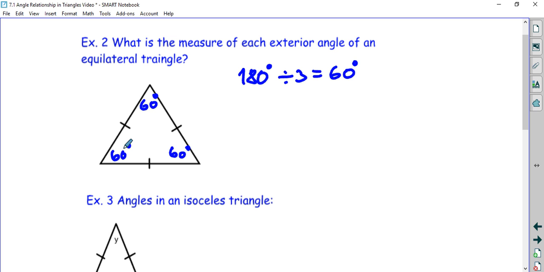It doesn't matter how big the equilateral triangle is, how long the sides are, the angles are always going to be 60 degrees. So sometimes you might see a triangle that doesn't have any angles labeled or no measurements given, but as soon as you see these lines, you will know that the sides are the same, which makes this an equilateral triangle, and therefore each angle is going to be 60 degrees.